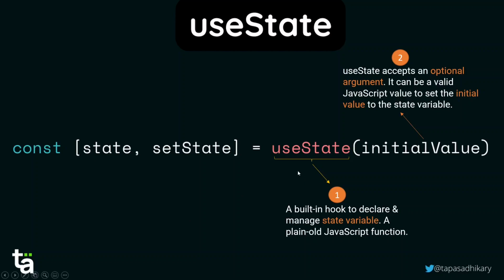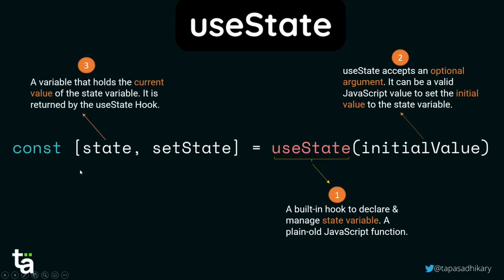Now, once you pass this initial value to the useState hook, it has a few responsibilities. It returns two things, the things that we see at the left: one is called state, another is called setState. What exactly are these? The state is basically a JavaScript variable that holds the current value of the state variable. It is written by the useState hook. So the useState hook returns the current value of the state. You pass the initial value and it returns the current value of the state.